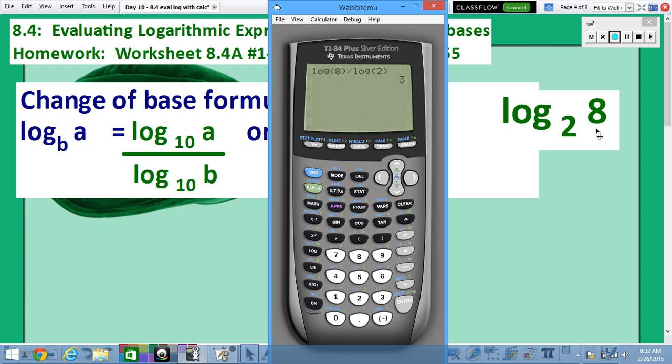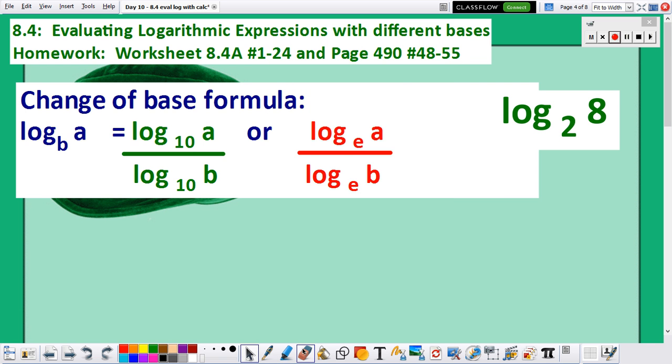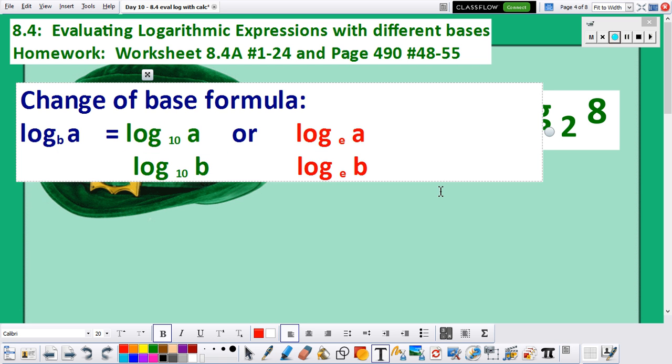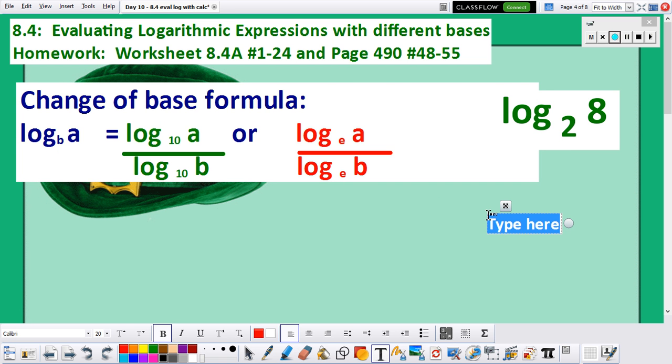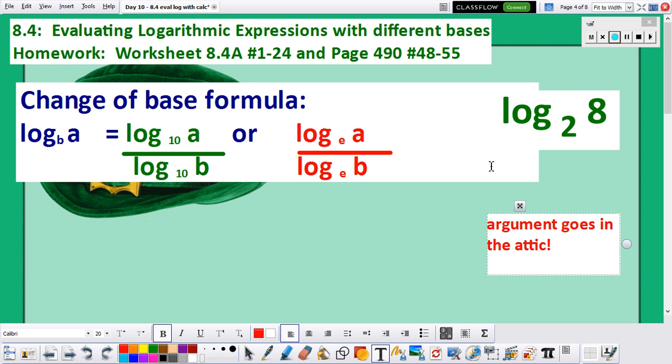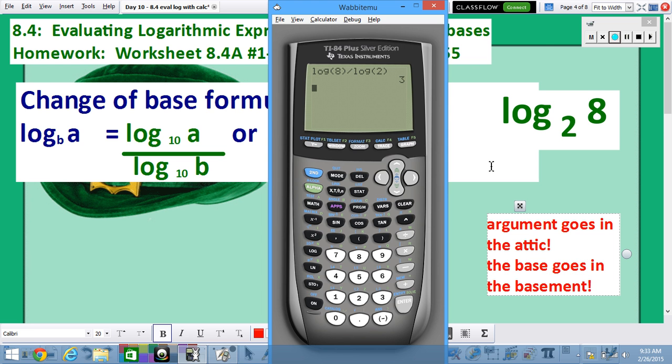Now, I have a little way of remembering this. See how the 8 is bigger? Our 8 is the argument. The 2 is the base. The argument goes in the attic. The base goes in the basement. So when you're looking at this on your calculator, the 8 is the argument, it goes up top. The 2 is the base, it goes down below.